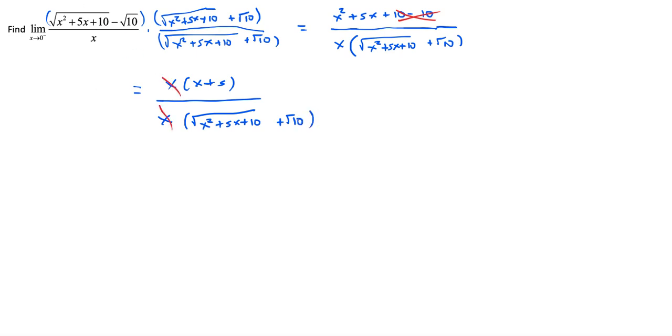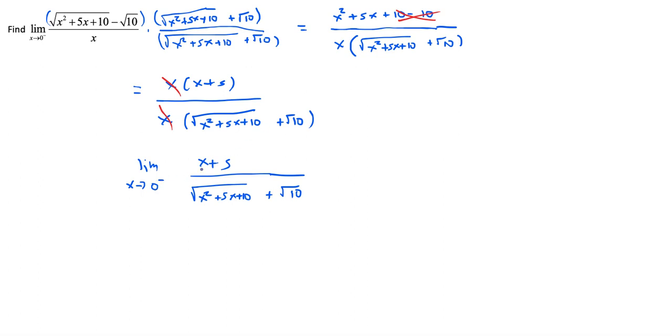This is our final answer. I should be writing the limit, so what are we left with? We are left with the limit as x approaches 0 from the left side of x plus 5, all divided by radical x squared plus 5x plus 10, and then plus another radical 10. So we have successfully rationalized the numerator here.